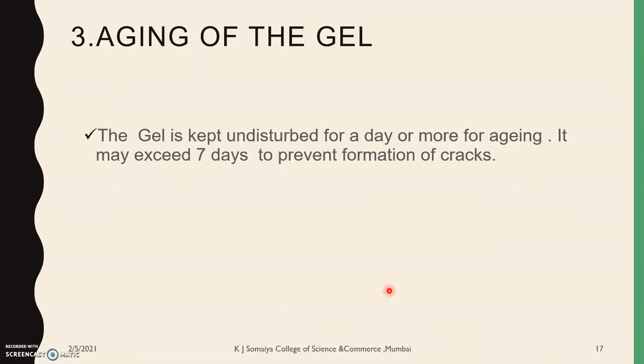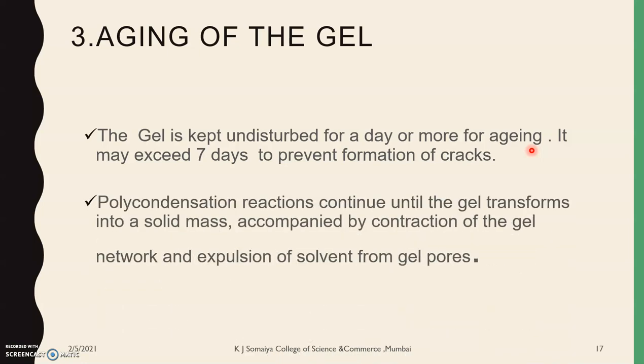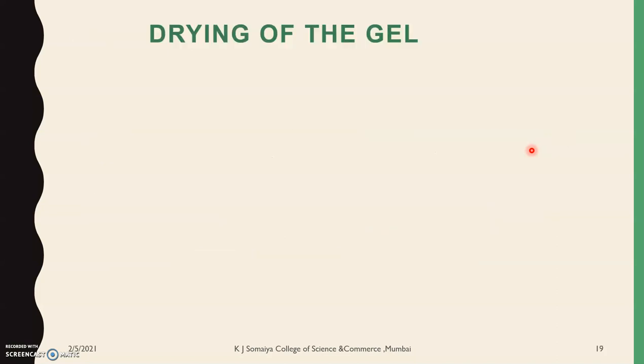Now once the gel is formed, that network, a thick paste, you need to allow it to grow for a day or two. That process is known as aging. If it exceeds 7 days, it may form cracks. So during these 24 or 48 hours, a lot of polycondensation reactions take place, and the solid mass is converted into gel by removal of solvent and water molecules.